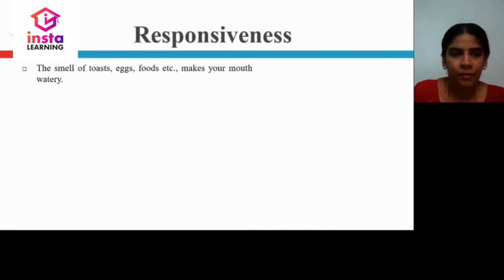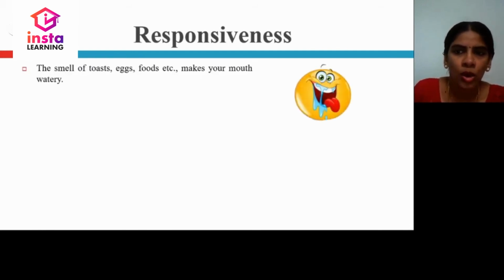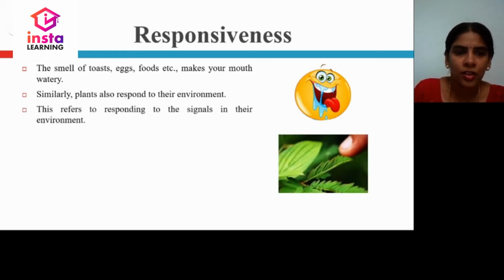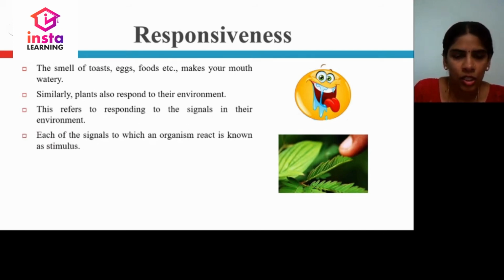Responsiveness. The smell of toast, eggs, foods, etc. makes your mouth watery. Similarly, plants also respond to their environment. This refers to responding to the signals in their environment. Each of the signals to which an organism reacts is known as stimulus.